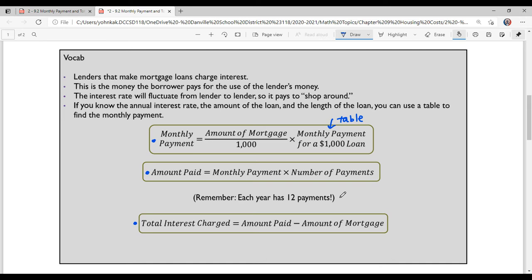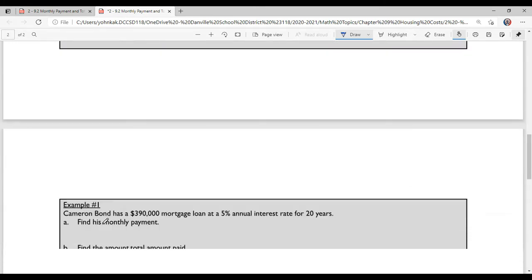And then finally, we can calculate the total interest charged. This is the amount of extra money that we have to pay the lender for the privilege of borrowing. So we take the amount that we repaid and we subtract the amount that we borrowed, and that's going to give us the amount of interest charged. So again, when you guys buy a house, someone's going to do this for you, but it's important to understand where all of these numbers come from.